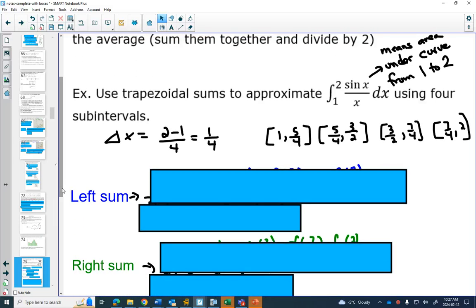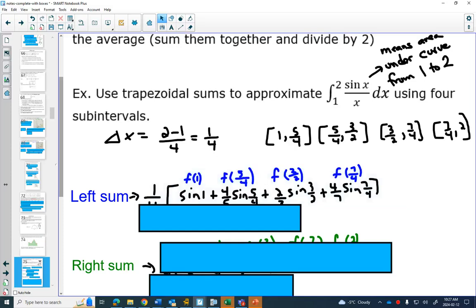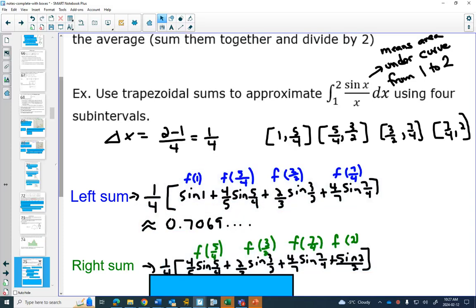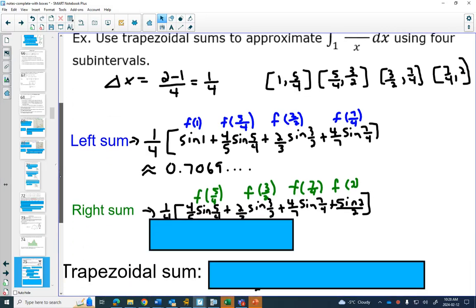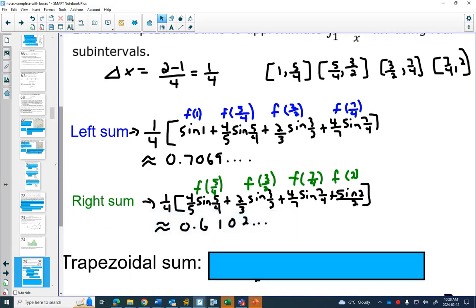So if we want to find a trapezoid sum, we can find the left Riemann sum using the left points, and the right Riemann sum using the right endpoints. And since finding rectangle areas is usually quicker than finding trapezoidal areas, this would be a technique that I'd recommend. Find the left Riemann sum, find the right Riemann sum, take the average.